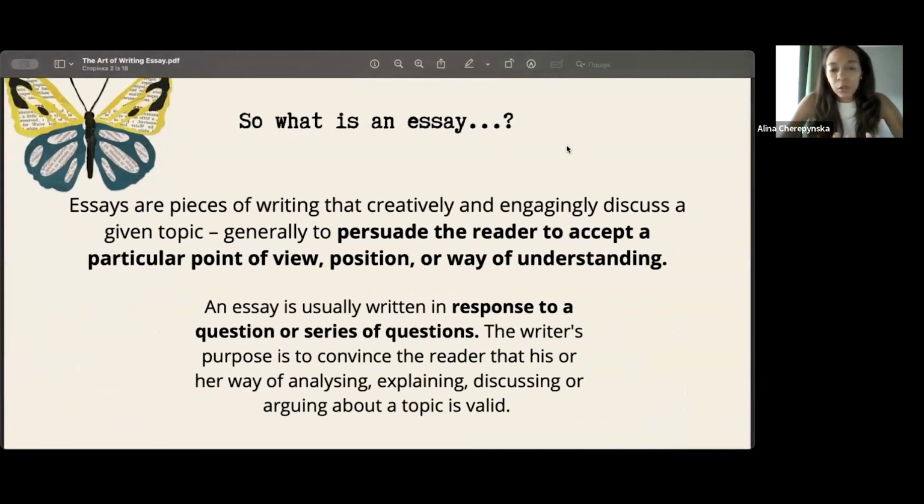And the first question that we need to discover: what is an essay? So essays are pieces of writing. The main task is to persuade the reader to accept a particular point of view, position, or way of understanding. That is why your main task in an essay is to persuade your readers or your audience. That is actually quite difficult to do. That is why, of course, you need to use specific cues in order to do it as best as possible.